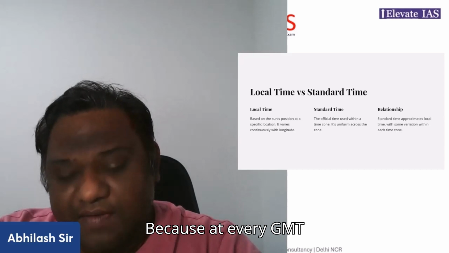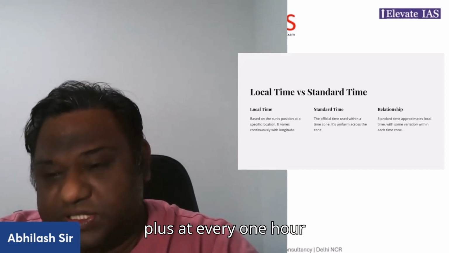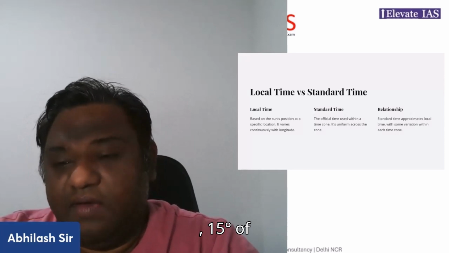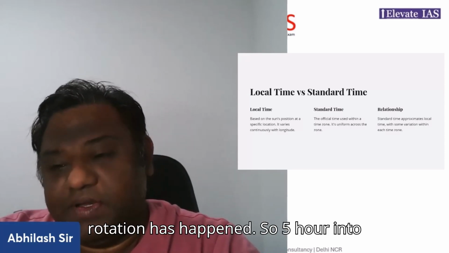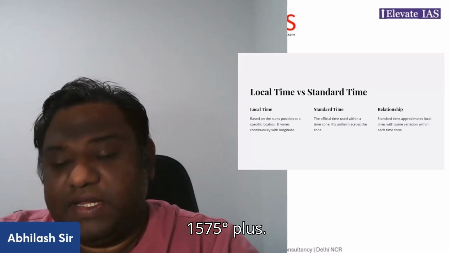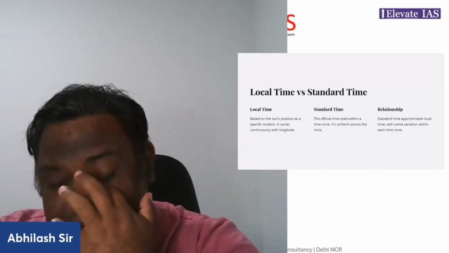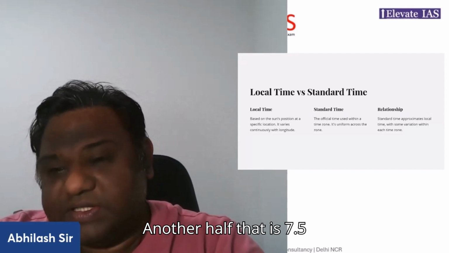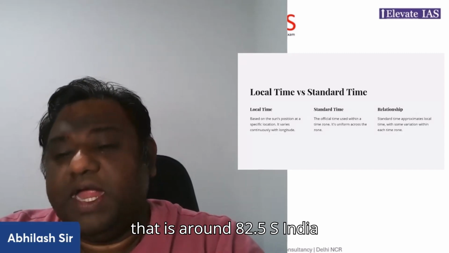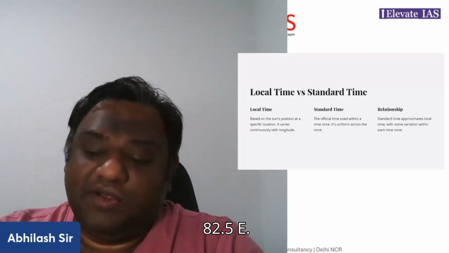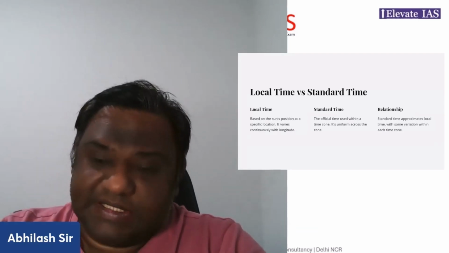Because at GMT plus 5:30, at every 1 hour, 15 degrees of rotation has happened. So 5 hours into 15 is 75 degrees, plus another half hour, that is 7.5, which is around 82.5. So India's standard time is at 82.5 east.